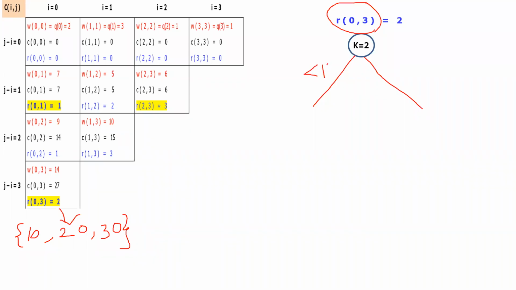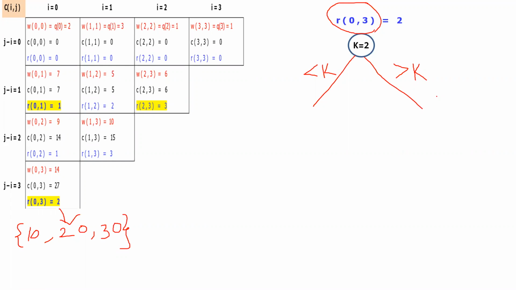All the keys which are less than k will get into the left subtree. All the keys which are greater than k should be kept in the right subtree. This is the rule for the binary search tree. Given a parent, all the values less than the parent will get onto the left subtree. All the values greater than the parent will get into the right subtree.